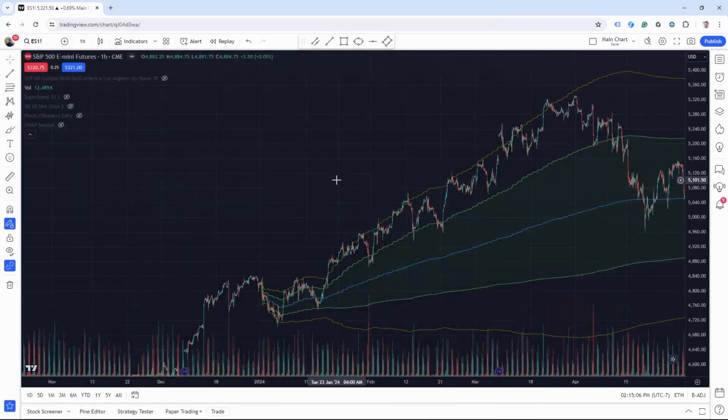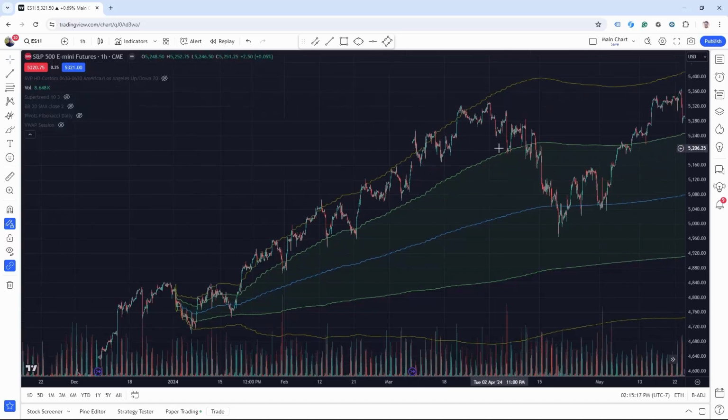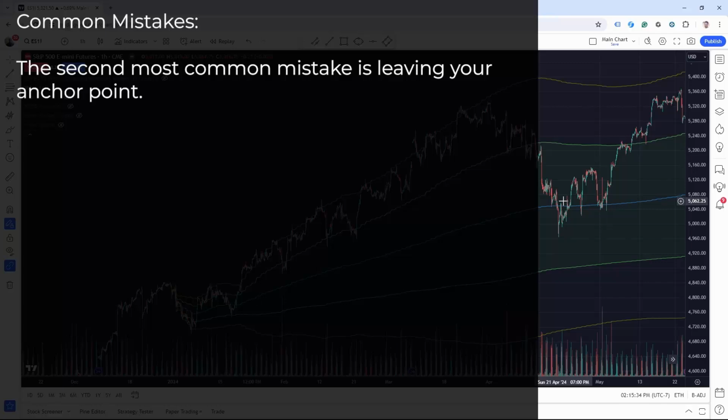In our example on the 1-hour charts, we can obviously see that it was trading between the upper 1 and 2 bands. However, that pattern will most likely not exist forever. So here we can see it respected it here, but then started breaking to the downside and eventually traded back to the Anchored VWAP. This brings me to the second most common mistake, which is leaving your anchor point.